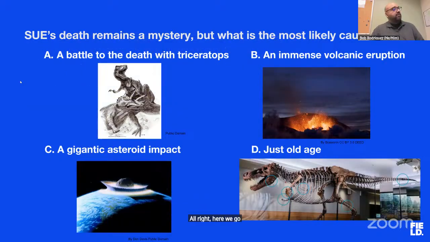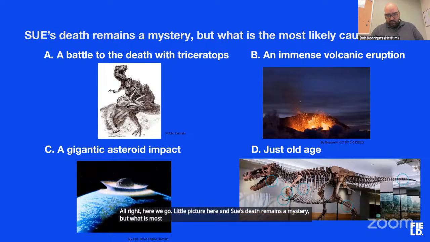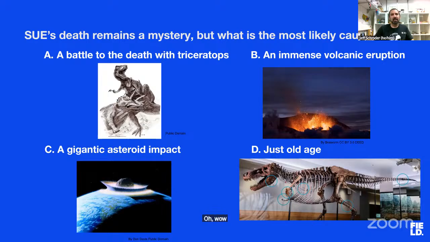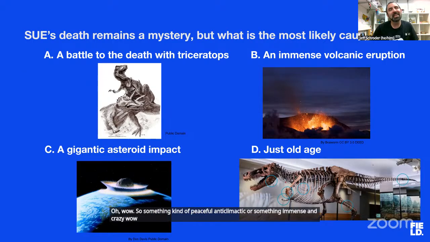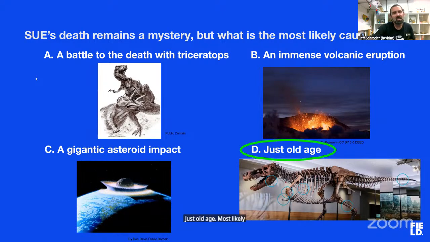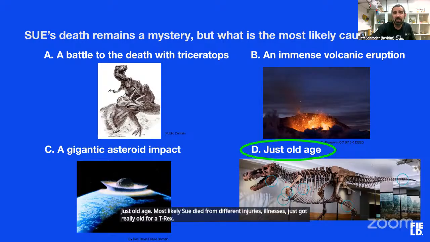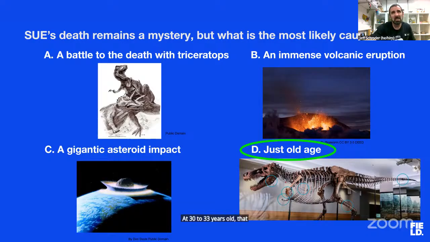Little picture here, and Sue's death remains a mystery, but what is most likely the cause? Most of us are saying just old age. Pretty close between just old age and gigantic asteroid impact. So something kind of peaceful, anticlimactic, or something immense and crazy. Which was it? Well, we think it's probably D, just old age. Most likely, Sue died from different injuries, illnesses, just got really old for a T-Rex. At 30 to 33 years old, that would make Sue the oldest T-Rex ever found.